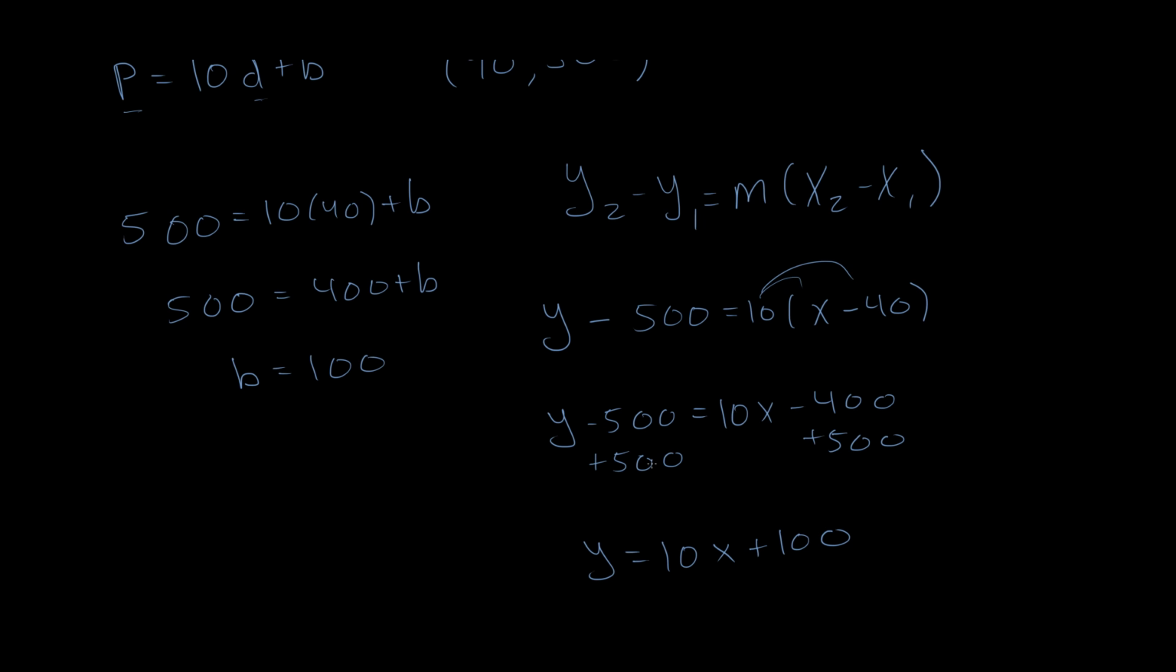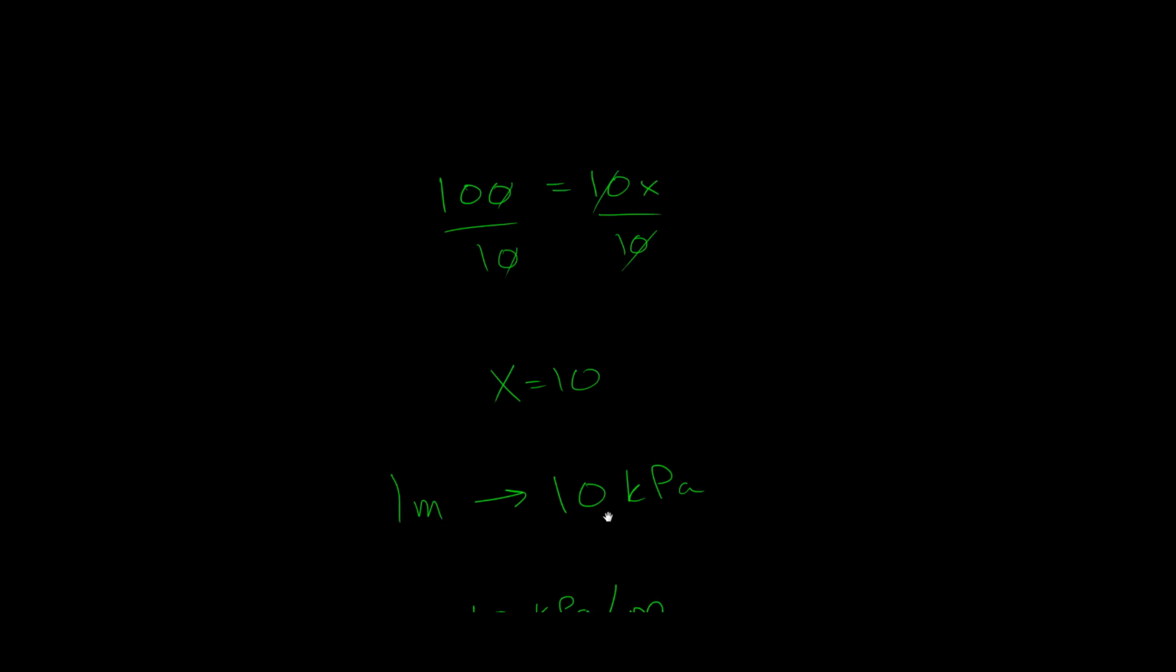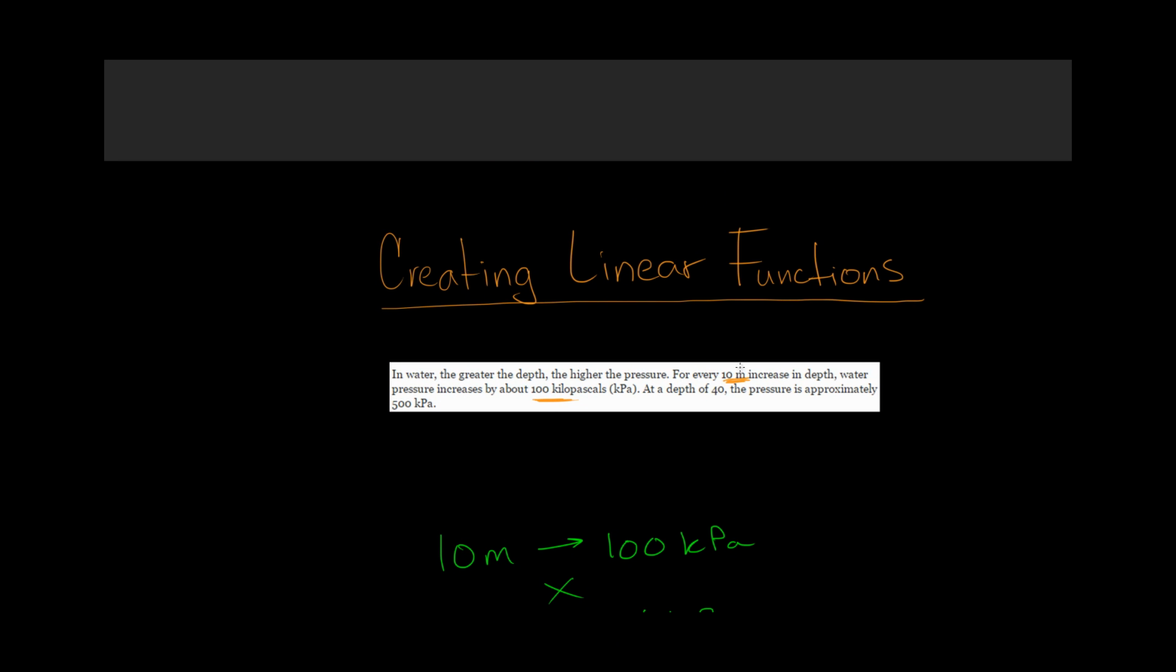So both of these ways give us the same answer. And this is the linear function that represents this rate of change, 100 kilopascals every 10 meters, and also a pressure of 500 kilopascals at a depth of 40 meters.